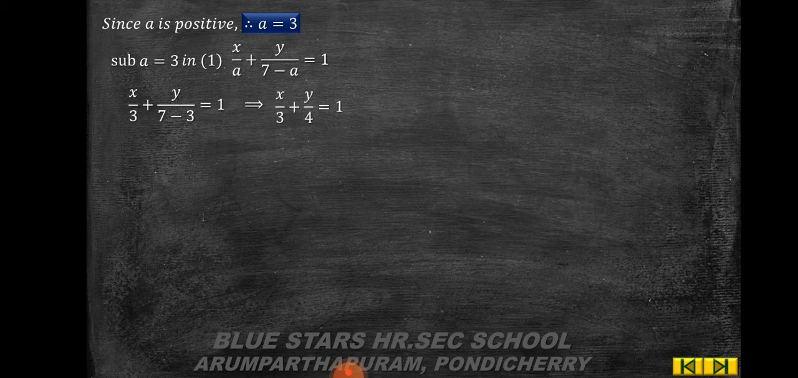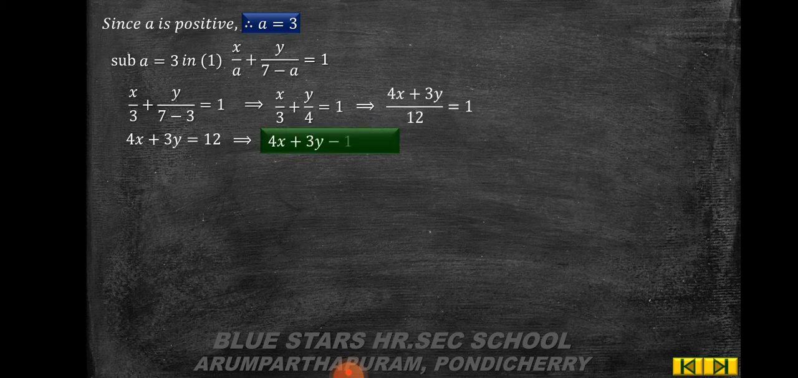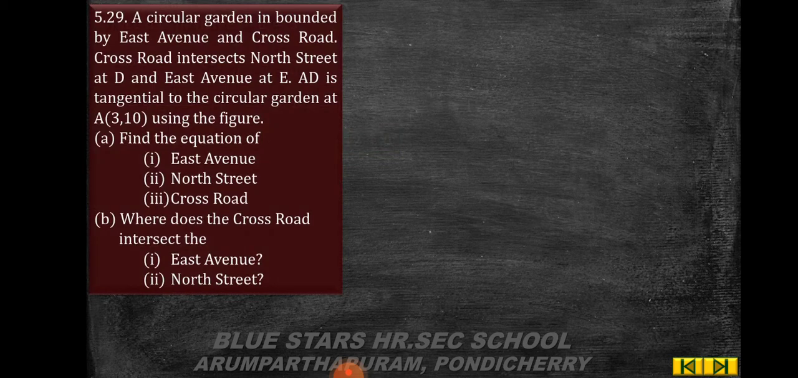Which implies x by 3 plus y by 4 is equal to 1, which implies cross multiplication, (4x plus 3y) divided by 12 is equal to 1. So 4x plus 3y is equal to 12. You have to write it in standard form, so you are taking 12 to the left hand side. So 4x plus 3y minus 12 is equal to 0.